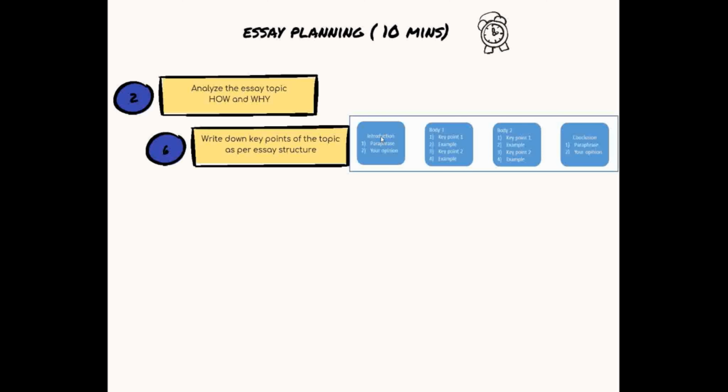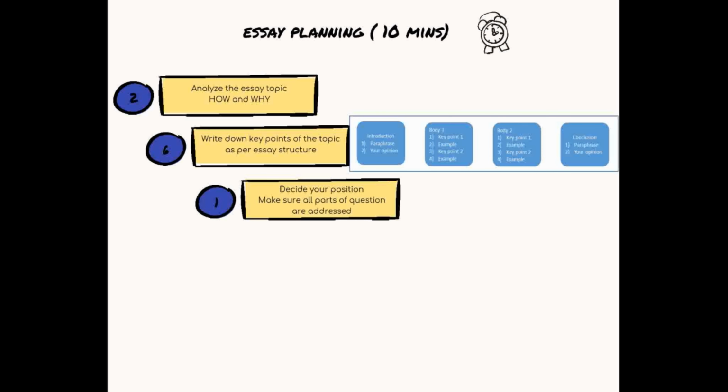So as you can see here, the introduction will consist of 2 lines. First will be the paraphrase of your actual essay topic and your opinion. Body 1 will have a key point 1 and an example, key point 2 and an example. You can have 2 or 3 ideas also in the same body paragraph. There's no restriction for it. And last, the conclusion structure. It will have the paraphrase of your essay topic, but it shouldn't be the same as your introduction, and a summary of your opinion. So what I would suggest is, whenever you write down the key points of your essay structure, do write them down in 4 different paragraphs so that when you refer you can easily understand.